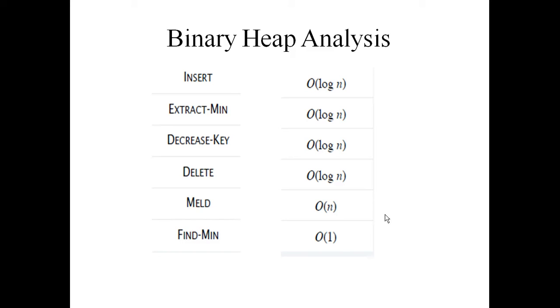Then the last operation, which we have not actually seen in the slide, is find min. That is used only to find the minimum element of the heap. As we have considered a min heap in all of our examples, obviously we can find the minimum element at the root. You need not search for that particular element. That is why we say that the complexity is big O of 1. That can be done in a constant amount of time. So that was about the binary heap analysis.